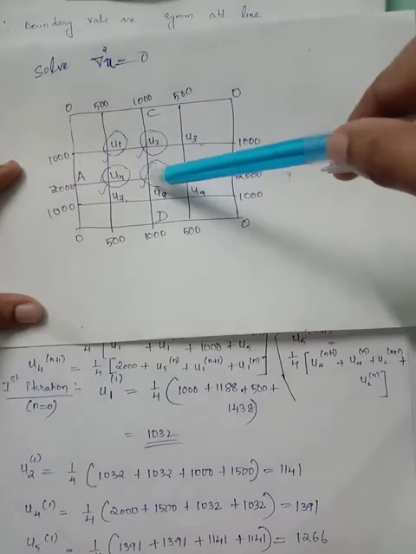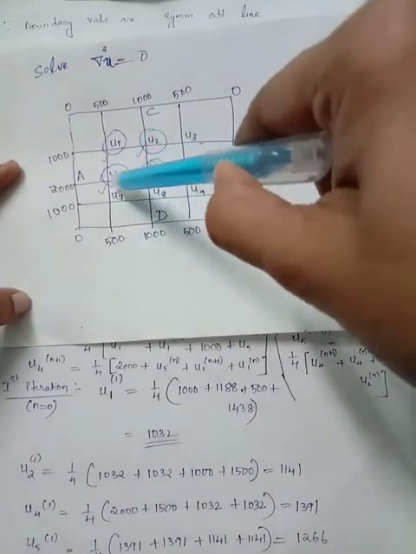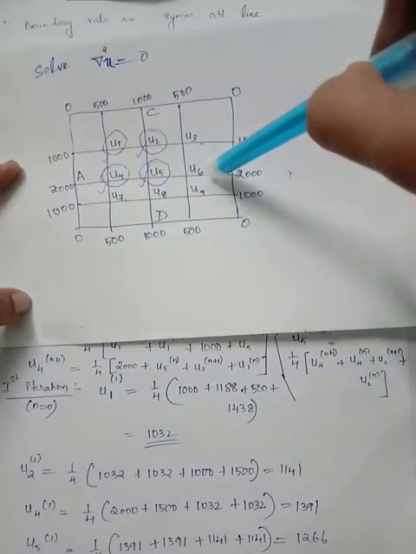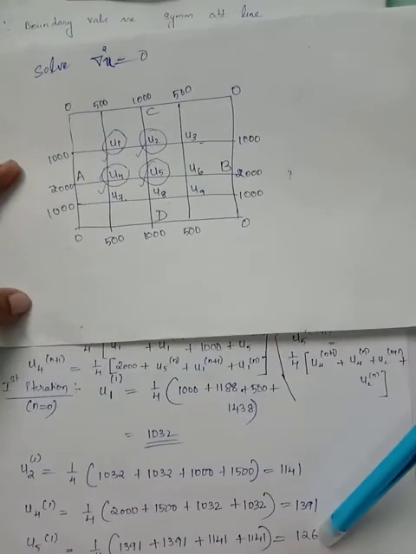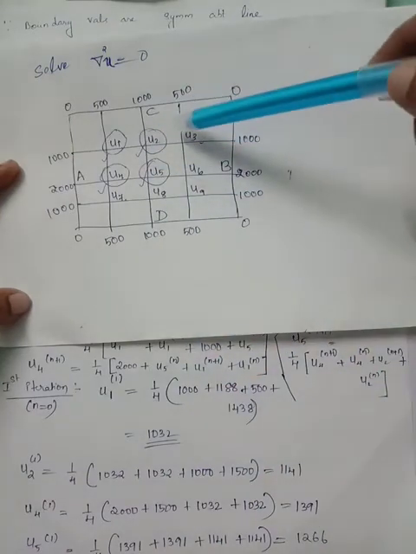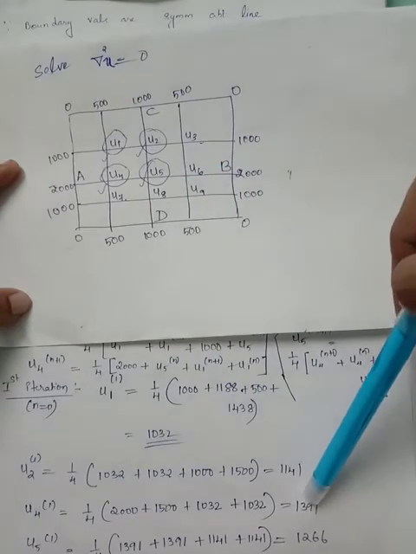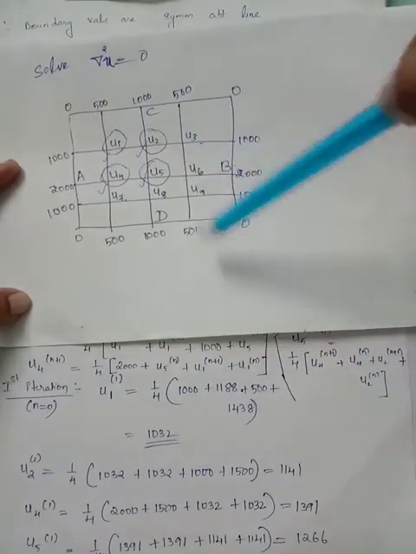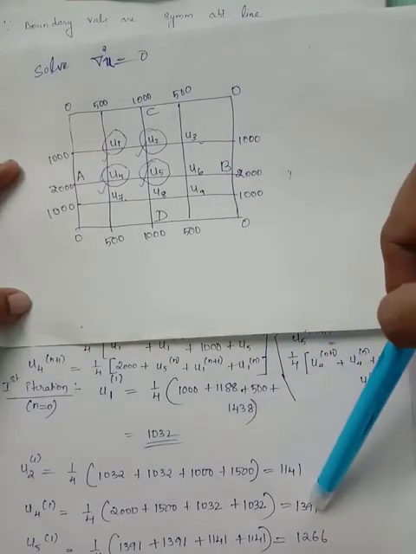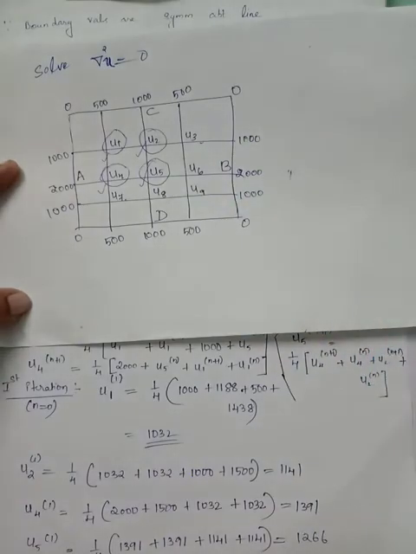To find u5, in this iteration you will be using the values u4, u2, u8 and u6. The sum of all these values multiplied by 1 by 4 will give you the new value. The new values of u2 and u8 obtained from this iteration are 1141. The new values of u4 and u6 obtained from this iteration are 1391. So these two values will be used here to evaluate u5.